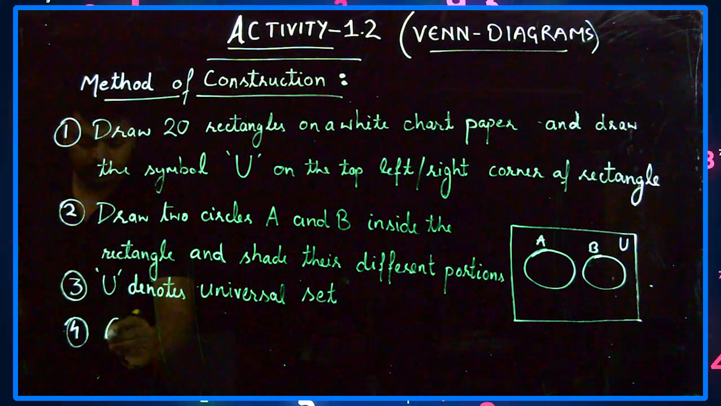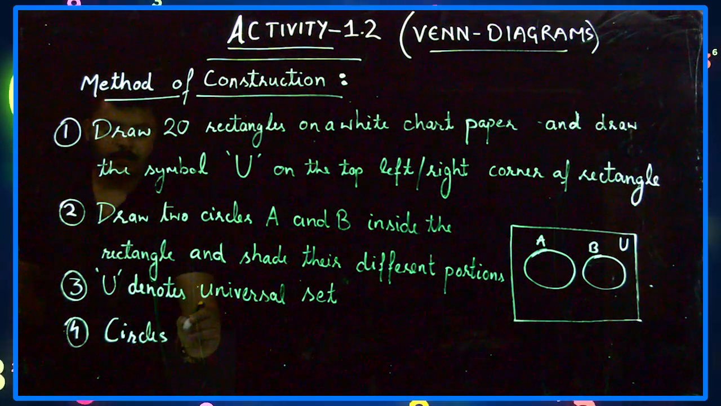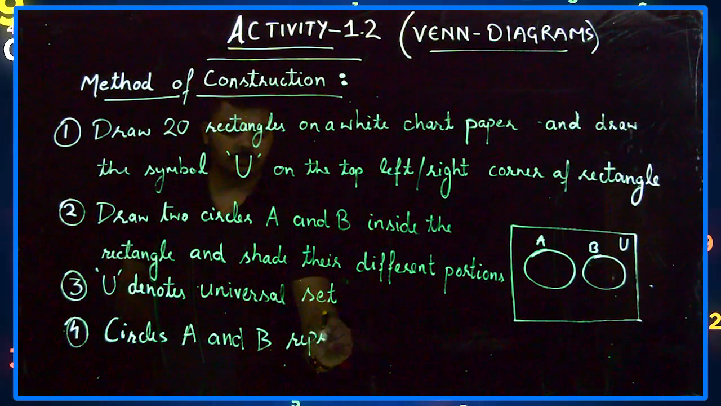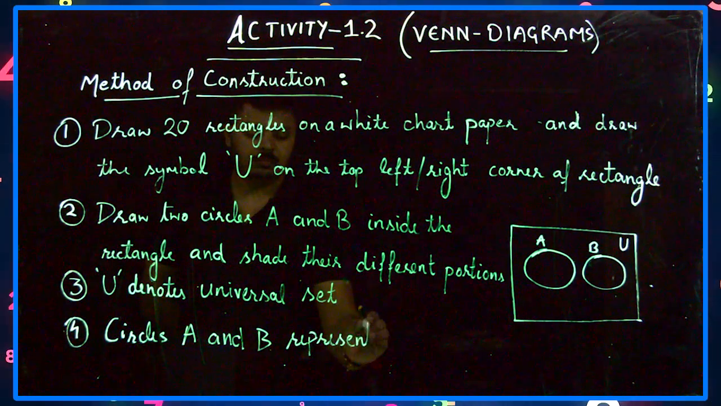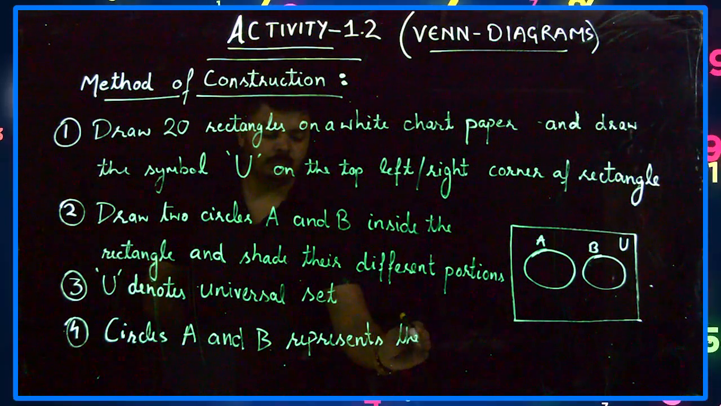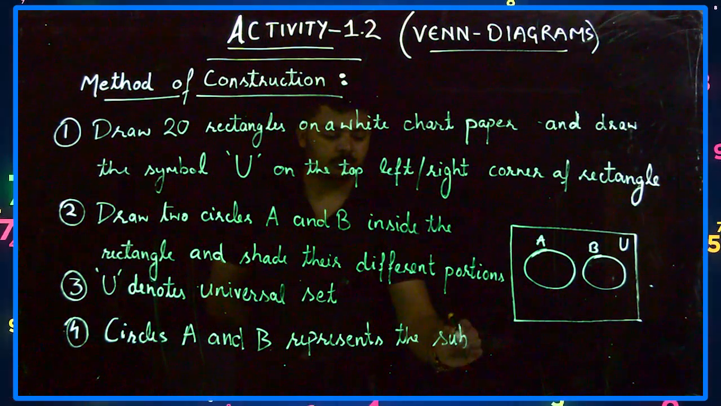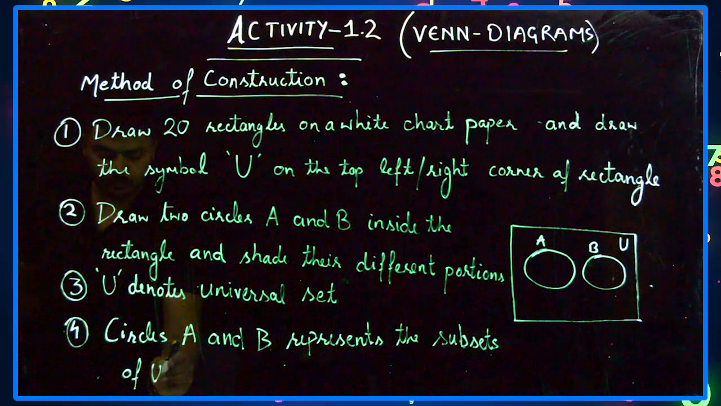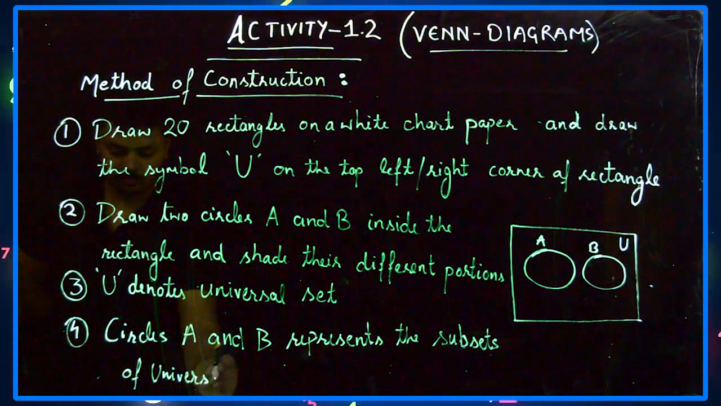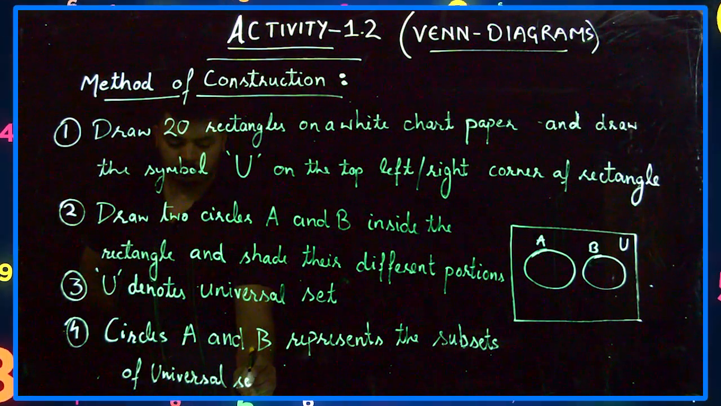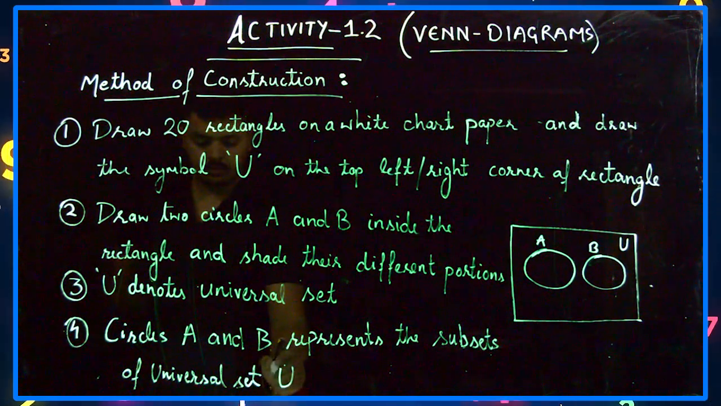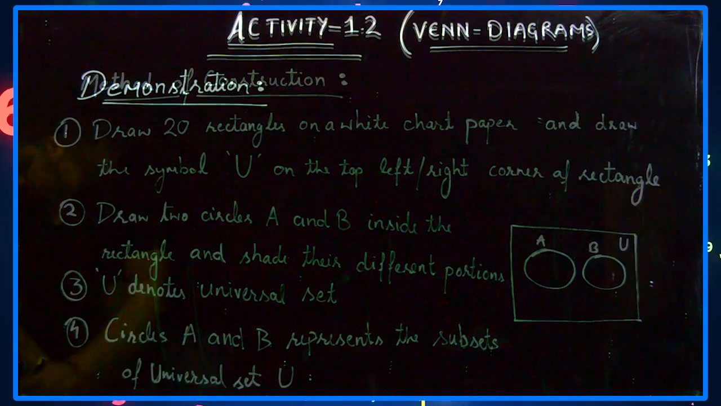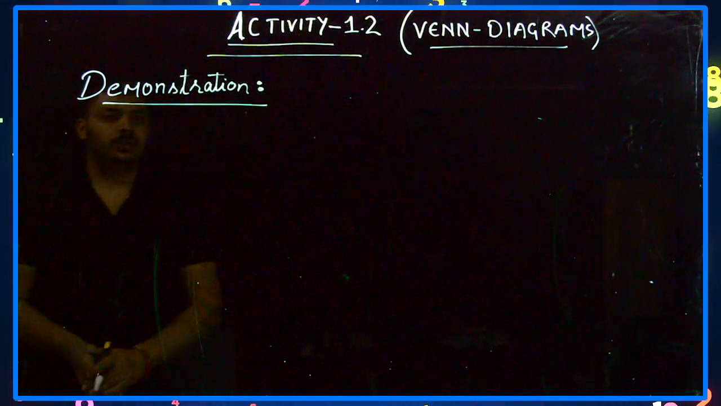Step 4. Circles A and B represent the subsets of the universal set U. So here A and B are the subsets of this universal set U. So students, now let's see the demonstration for this activity.